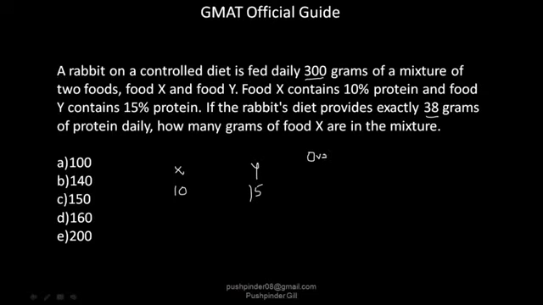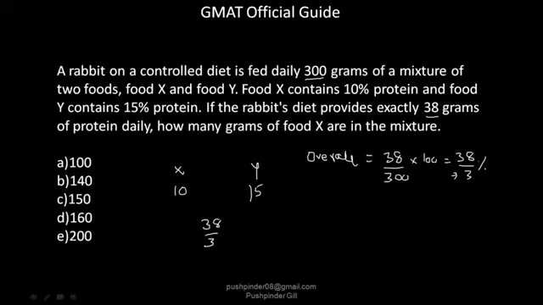So overall, what is the percentage of protein? That is 38 grams out of 300 times 100, which is nothing but 38/3%. Now don't convert it into decimals, guys, because then you'll lose the effect of this 3 here, isn't it? 1.666666 is not exactly a fraction, right? So just keep it like 38/3. So overall the mixture is 38/3%.